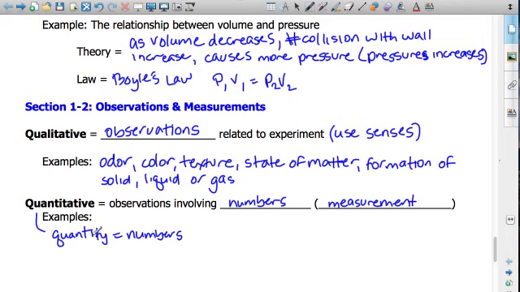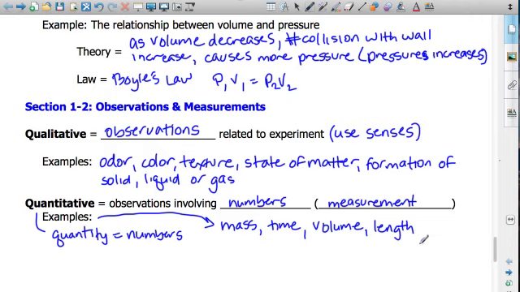Examples of a quantitative observation would be the mass of an object. Say it weighs 5 grams. The time it took for a reaction to occur, 20 seconds. The volume of a liquid, 100 milliliters. Or the length of a piece of paper, 3 inches.